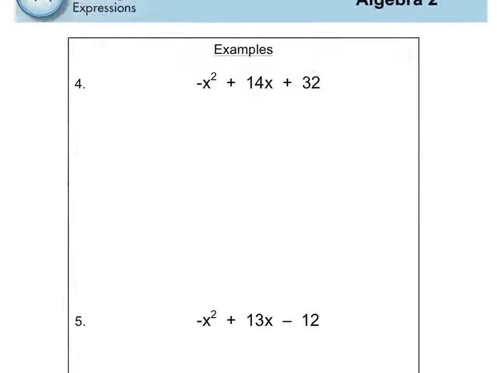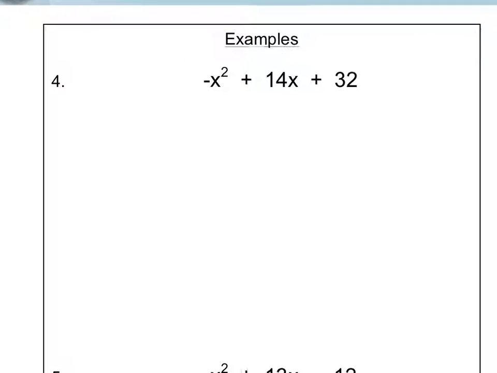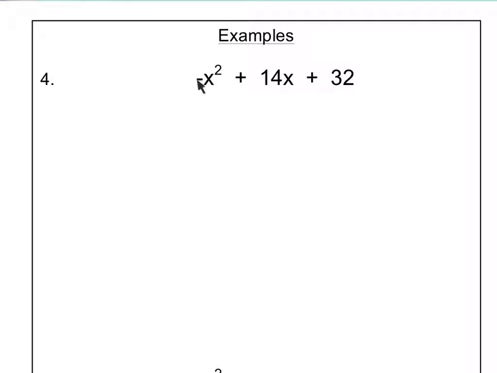All right, so first example here. You'll notice the very first term is negative, and the first term can never be negative. So I'm going to factor out a greatest common factor of -1. If I do that, all of these signs, if I take a negative away from them, are going to change. So the x squared goes from negative to positive, 14 goes from positive to negative, and 32 goes from positive to negative.